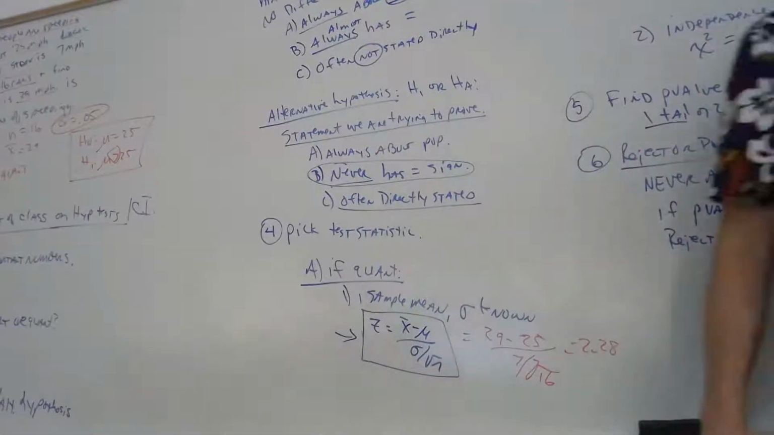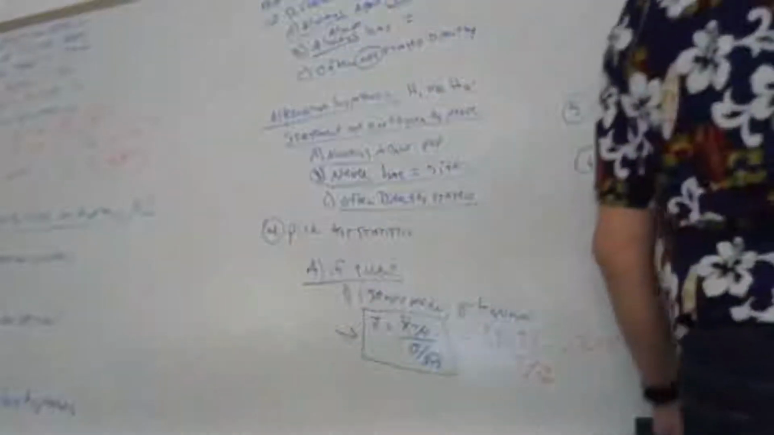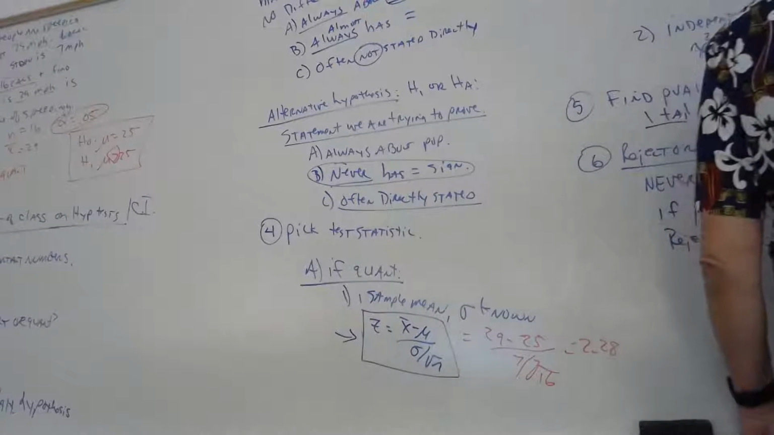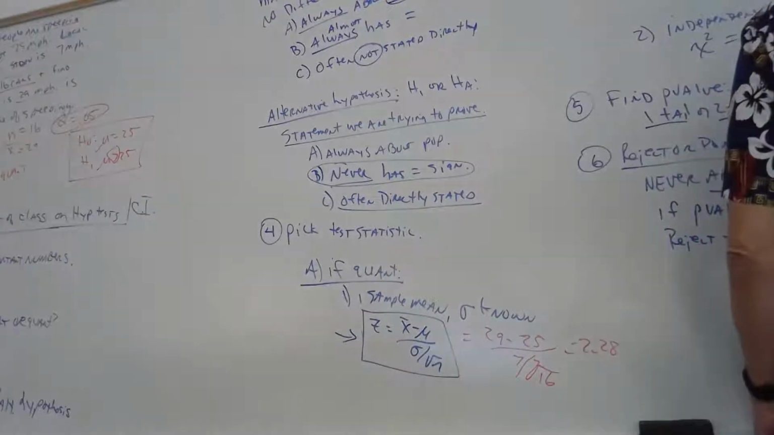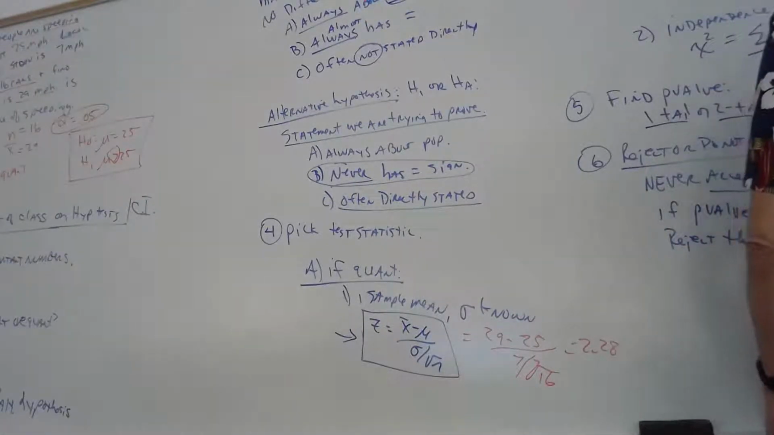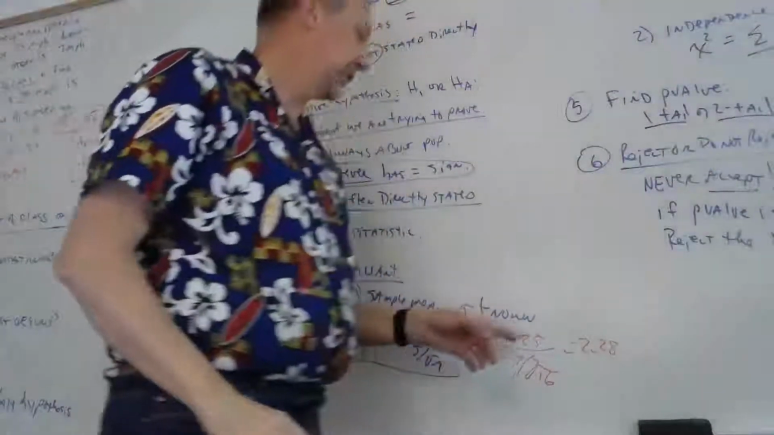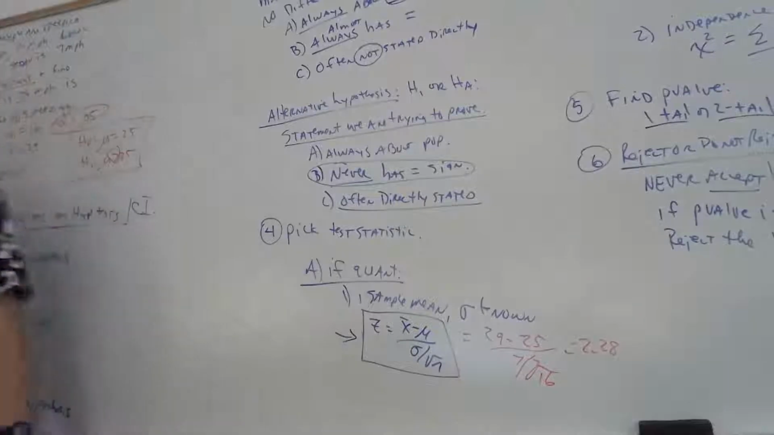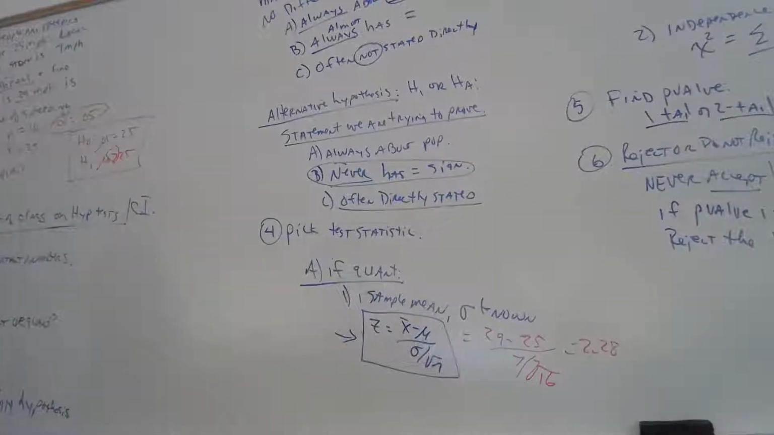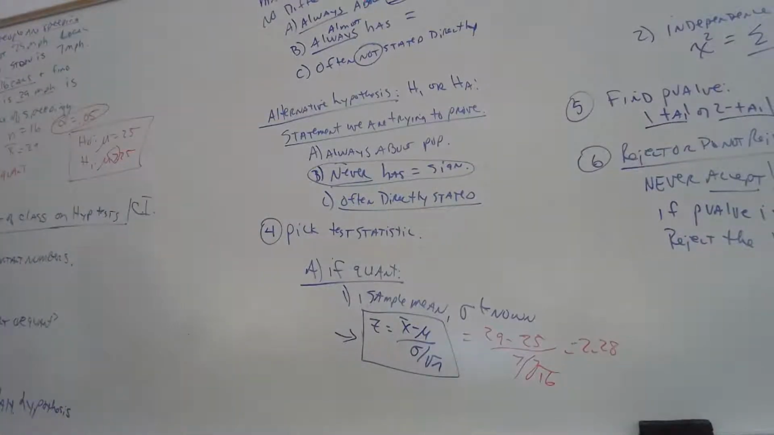Write the conclusion in English. Is there evidence of speeding? Yes, there is evidence of speeding in the school zone. We think they're going closer to 29 than they are to 25. Are they going to get a ticket for 29? Depends on which county you're in and whether they want to make money on it.